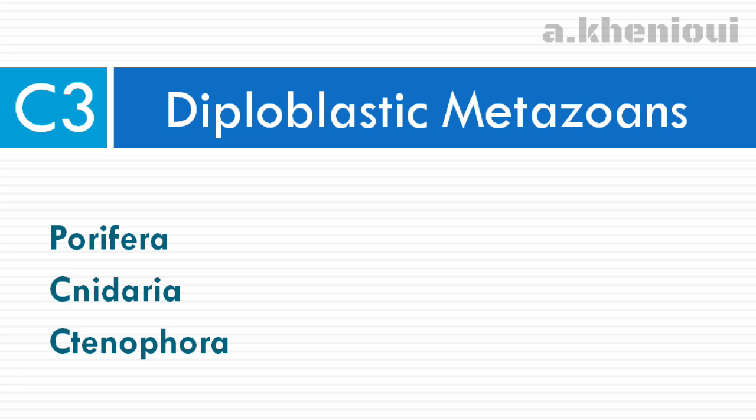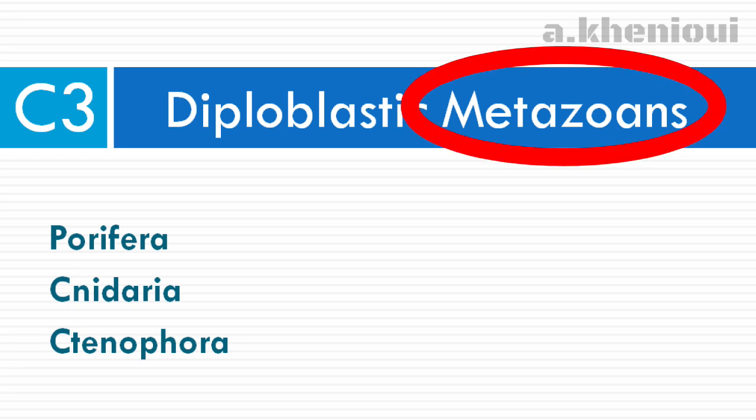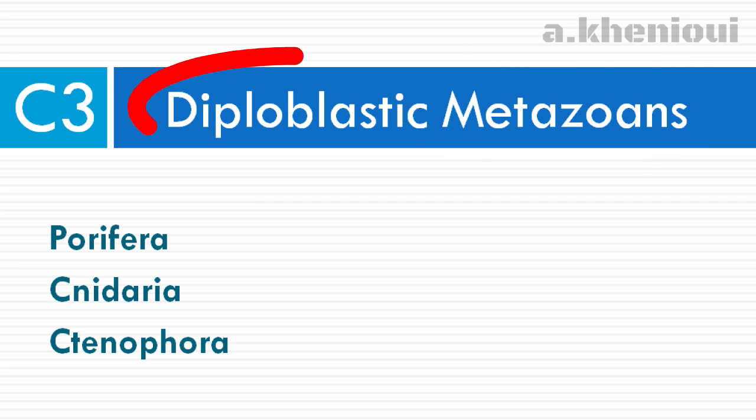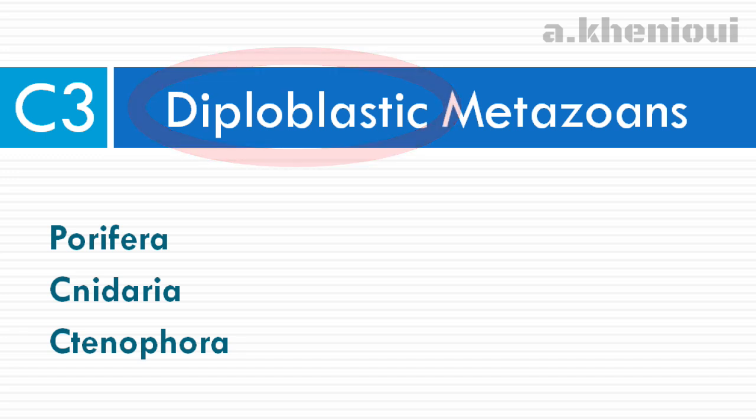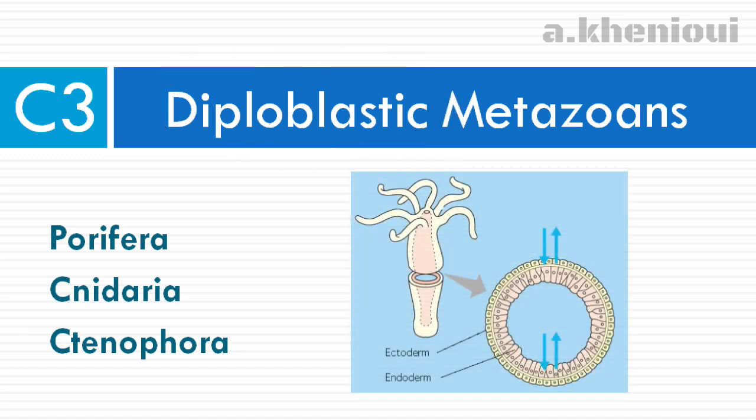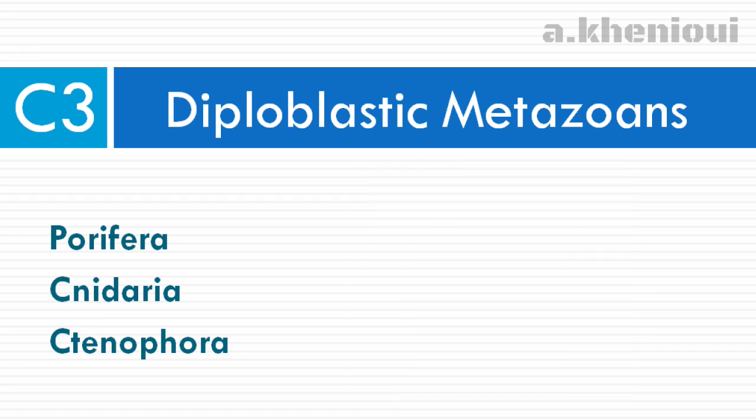The third chapter speaks about diploblastic metazoa. Metazoa means multicellular animals, and diploblastic refers to the presence of 2 germ layers in the embryonic development of certain metazoans. Germ layers are distinct tissue layers that form during embryonic development and give rise to various organs and tissues in the adult organism. In this group, we find mainly 3 phyla: Porifera, Cnidaria, and Ctenophora.